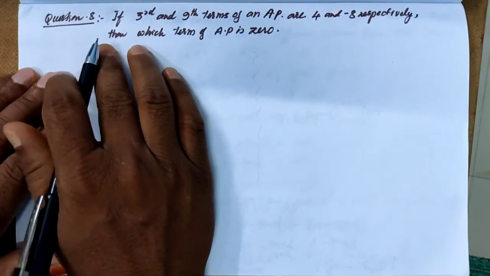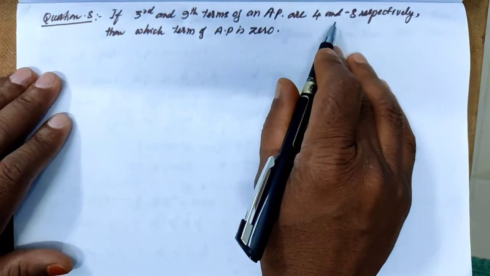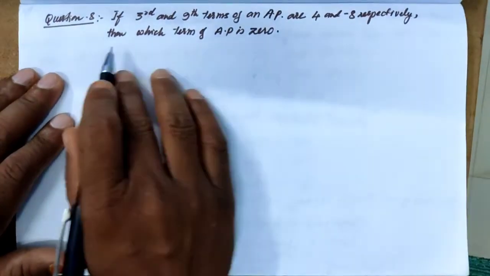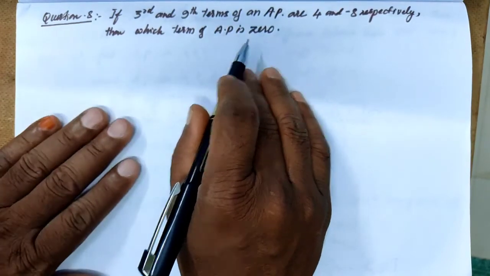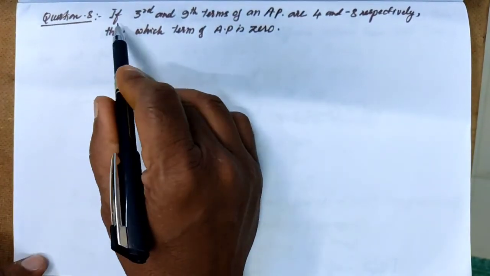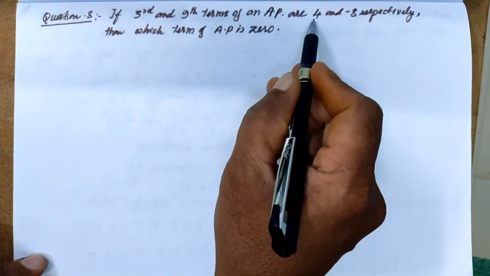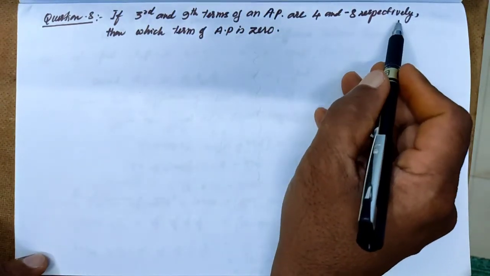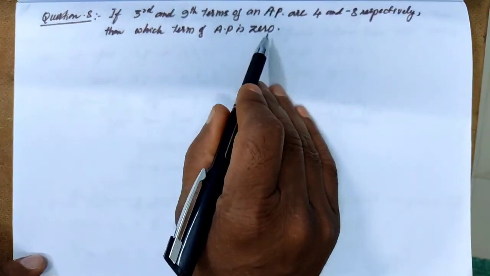Question number 8. If the third term and ninth term of an AP are 4 and minus 8 respectively, then which term of the AP is 0? Once again read this question. If the third and ninth term of an arithmetic progression are 4 and minus 8 respectively, then which term of the arithmetic progression is 0?